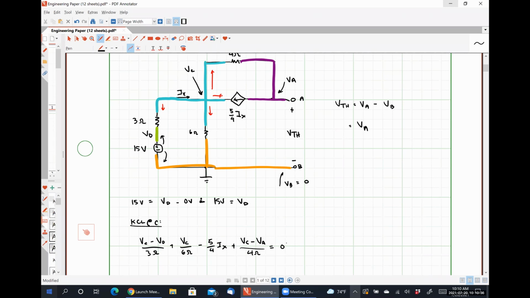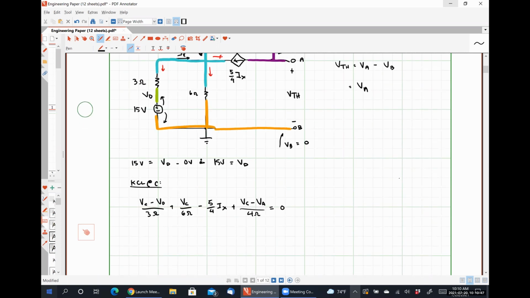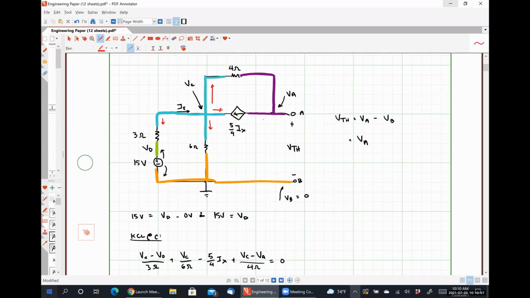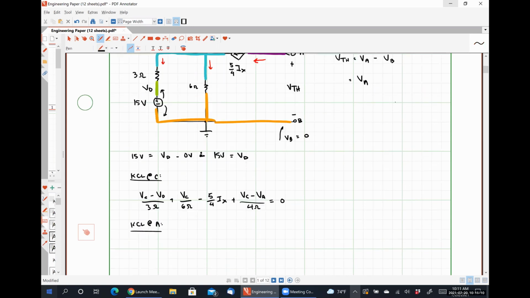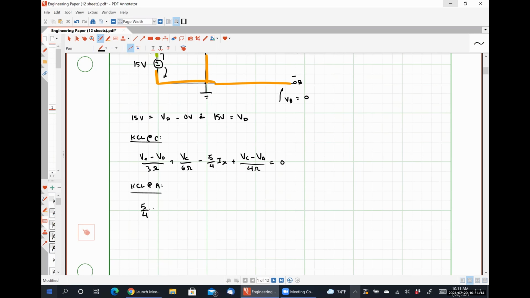So anybody have any problem with my KCL equation at node C? No. All right, now we will do KCL at node A. So we will have this current plus this current equal to 0, because we know that no current will flow to the right through the open circuit. So that's just going to be 5/4 IX plus VA minus VC over 4 ohms is equal to 0.